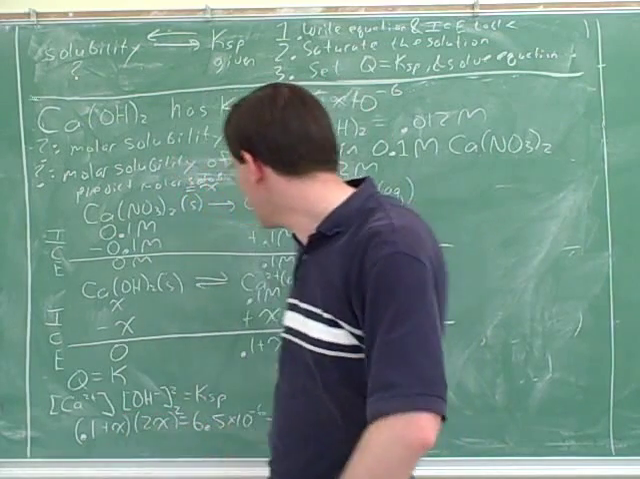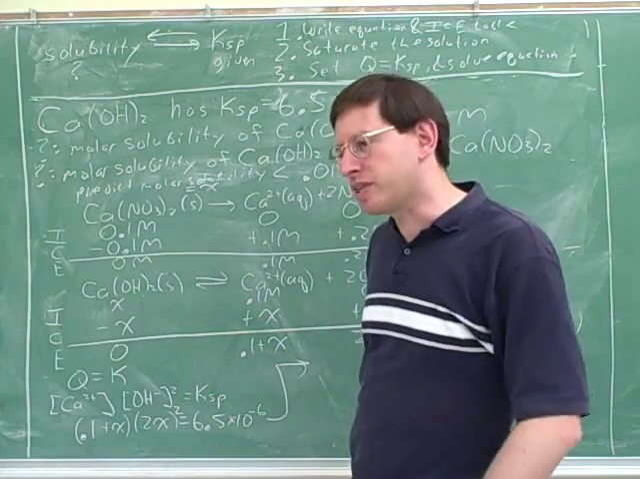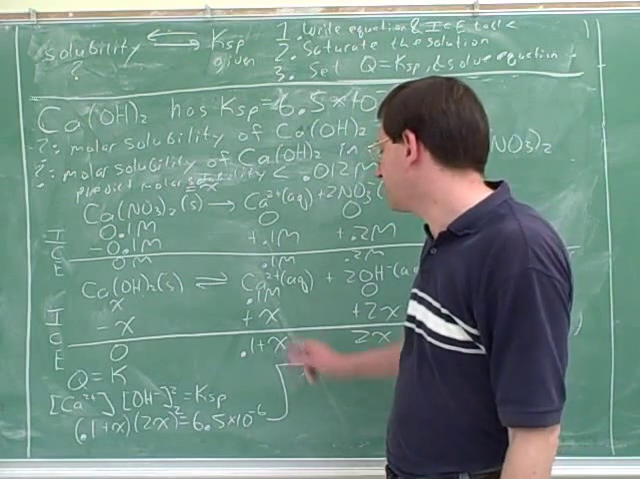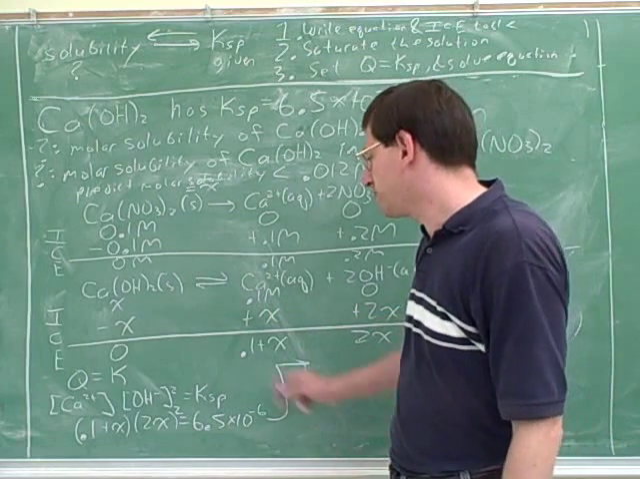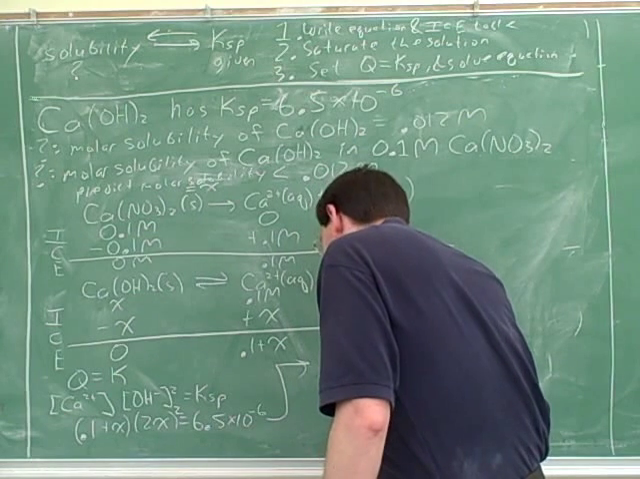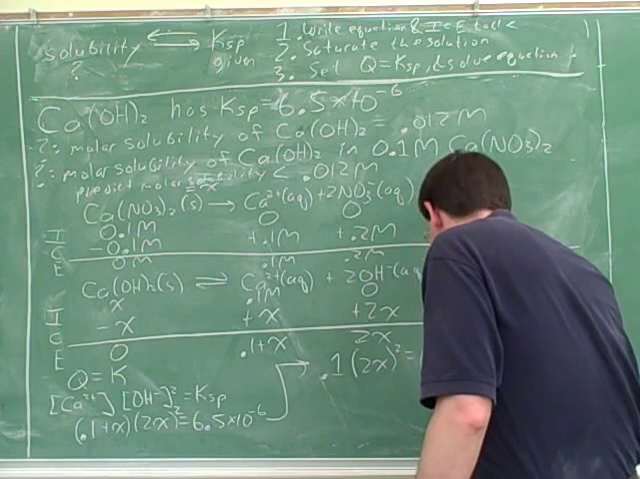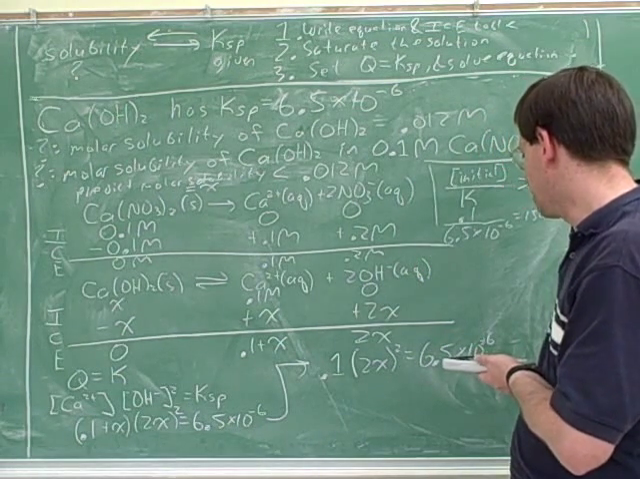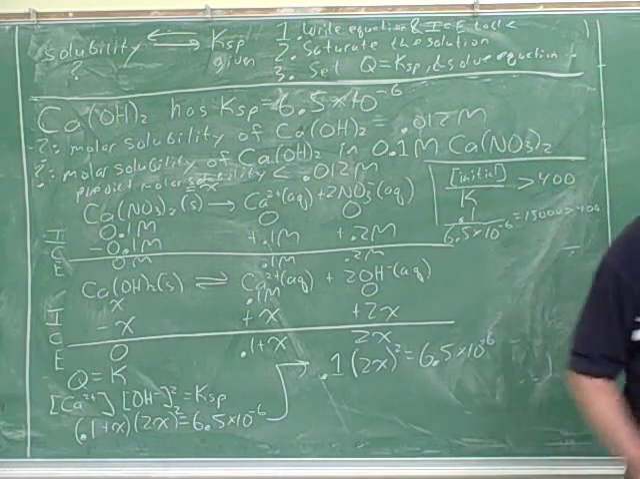The point here is, remember that we don't expect this to be very soluble, especially with the common ion effect. So we expect that the amount that dissolves is probably going to be pretty small relative to the amount that we started with. So instead of saying 0.1 plus x, we can just approximate that as 0.1 times 2x squared equals 6.5 times 10 to the negative 6. So we'll go ahead and make that approximation. Usually in your class you can make approximations to avoid the quadratic formula. Good?